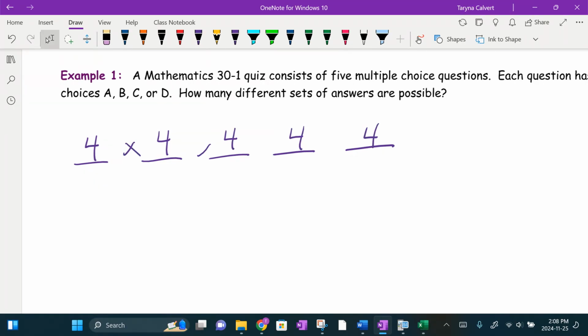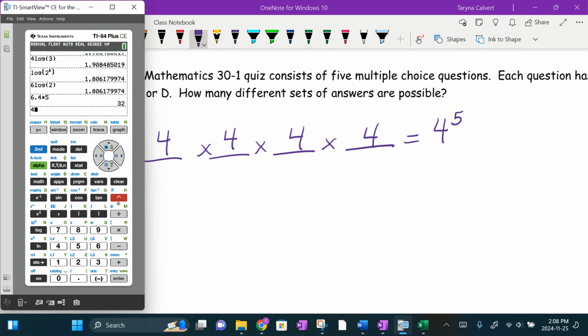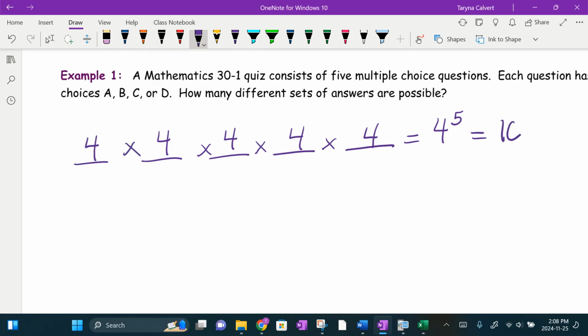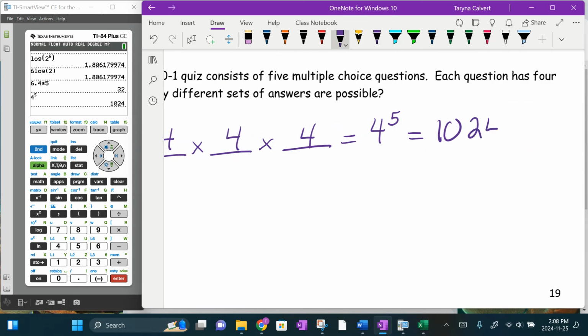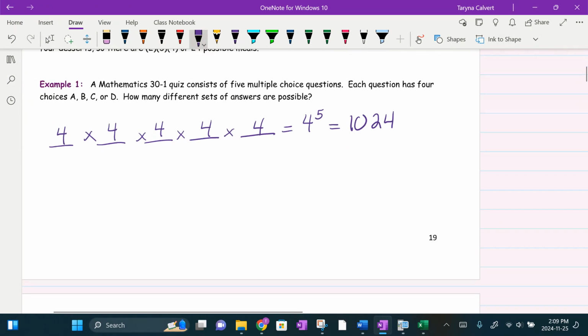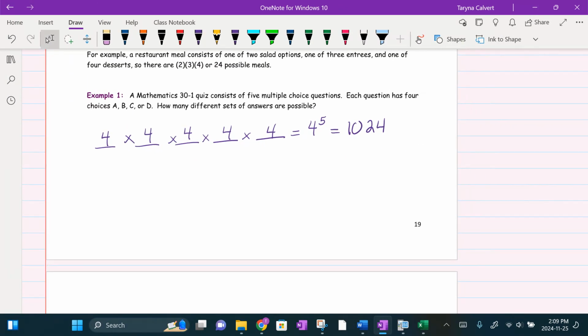Multiply them. Right? So if you made that connection very quickly, you could have just said this would be 4 to the power of 5. So 4 to the power of 5 is 1,024 different ways you could bubble that sheet in if you're bubbling your answers in. Okay, exactly. So does that make sense how you could guess and get 100%?